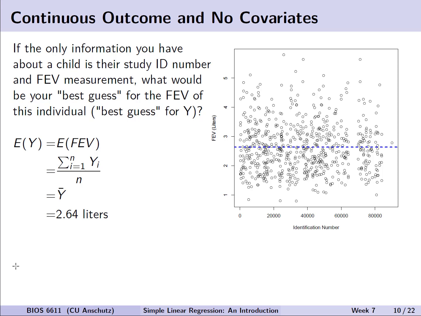In other words, the expected value of y, our outcome, or we can just plug in FEV there, will be equal to the formula we have for the sample mean, y bar, which if we actually loaded the data in R, we would calculate and find out that the FEV on average is 2.64 liters. At the right-hand side, we see a scatter plot where the x-axis has the different identification numbers in the data set and then just plots the FEV observations. And unless the data was organized in a specific way, we would expect kind of what we see here, which is a random smattering of FEV observations.